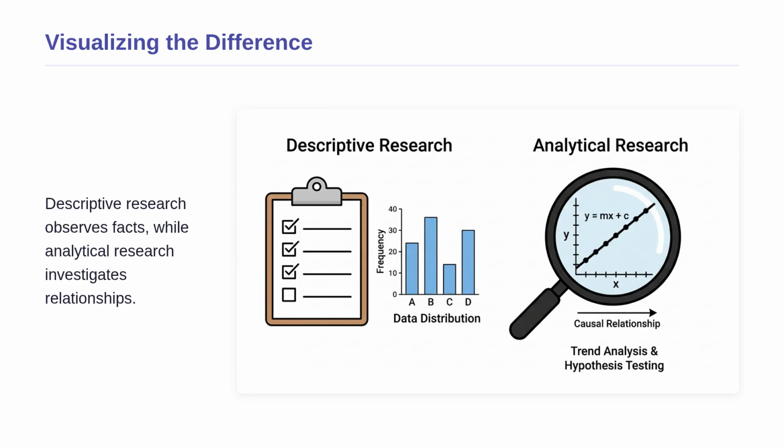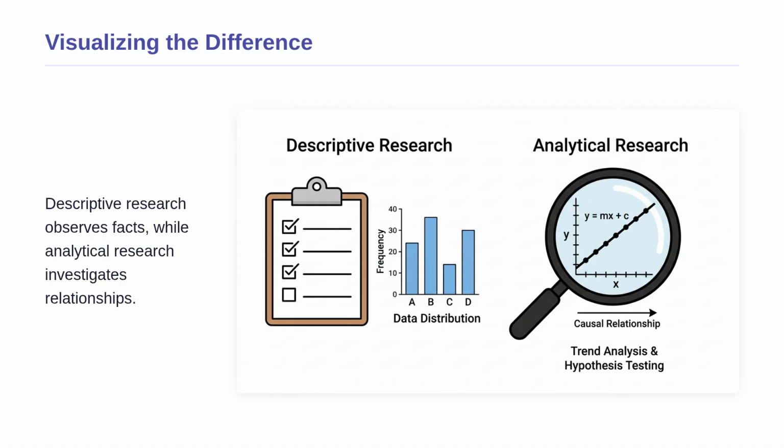Now that we have calculated the math, let us look at a visual summary of these 2 paradigms. On the left side of the diagram, you see the realm of descriptive research. It is represented by a clipboard and a simple bar chart. This is all about fact-finding, observing, and recording what is happening right now without changing anything.